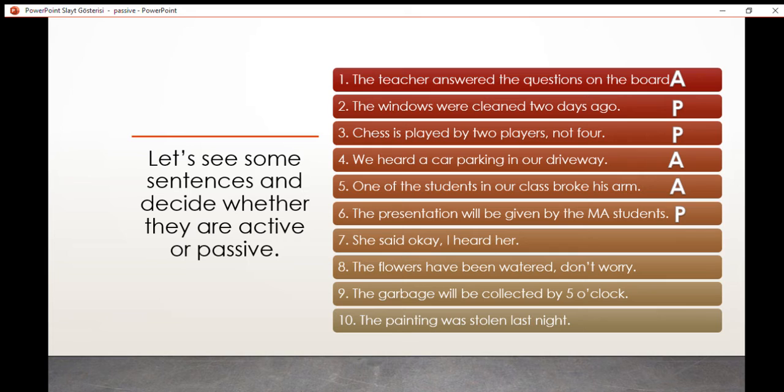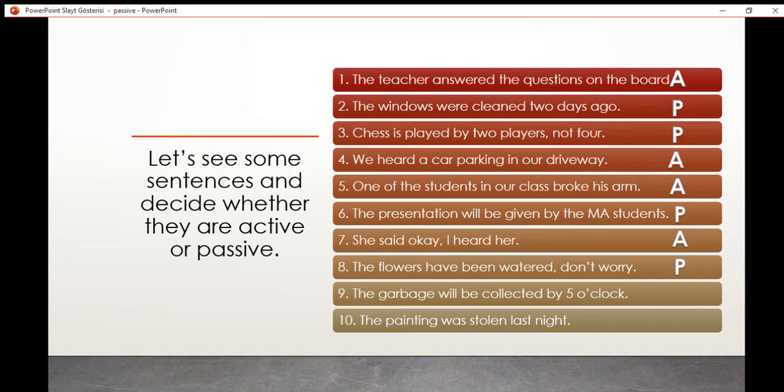7. She said, okay, I heard her. An active sentence. The flowers have been watered. Don't worry. Water is our verb. And the subject is the flowers. So, can the flowers water? No, someone waters the flowers. That's why we say the flowers have been watered.